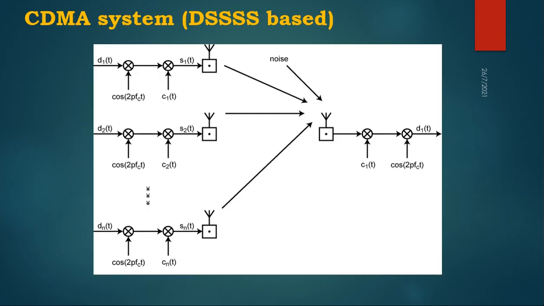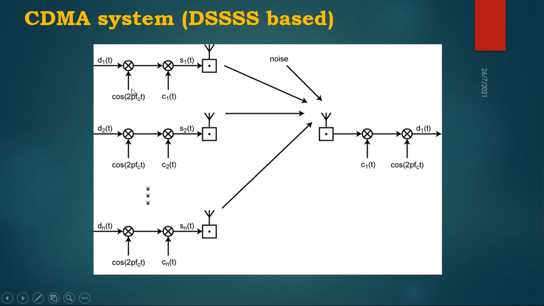So now we will see what a CDMA block diagram is. Let us observe there are different stations available here, around n different stations. You can even observe that noise is also added at the stage of multiplexing. Station 1 is carrying data D1, station 2 is carrying data D2, and station n is carrying data Dn.